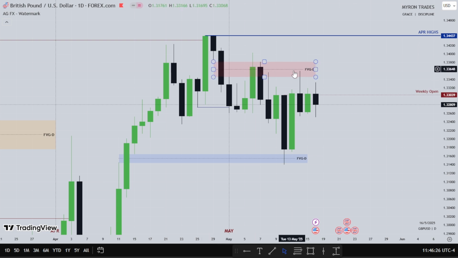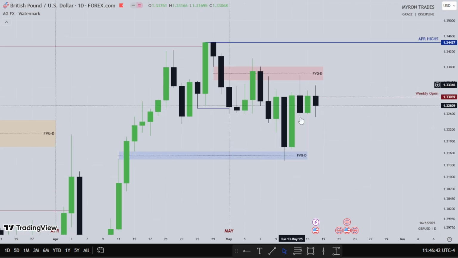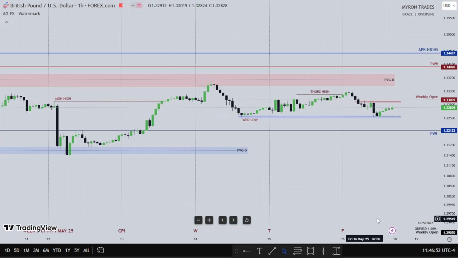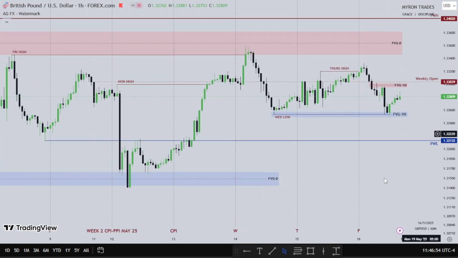Look at the bodies of the candles, all staying at the low, staying below the lower half of the daily fair value gap, right? Then we have Thursday, an indecisive day, then we have Friday going up and down. So it was a really range bound week for the pound. It wasn't really expansive. So let's head down to the hourly time frame and see how the pound delivered the weekly range.